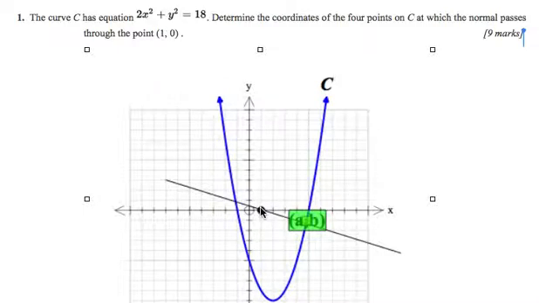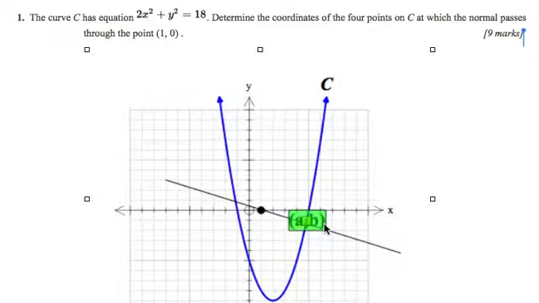So here's (1, 0) right here. The normal to the graph of C is this line right here. See how it's perpendicular right there? So it's perpendicular right here when it crosses C. It's going through (1, 0). That's what it's asking for. But it says that there are 4 locations when this happens.